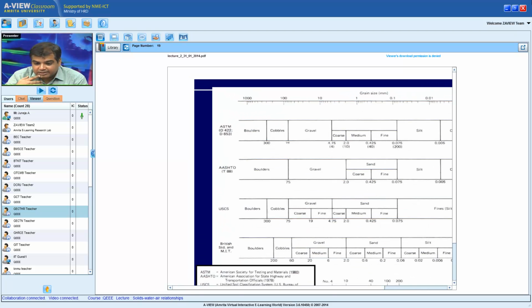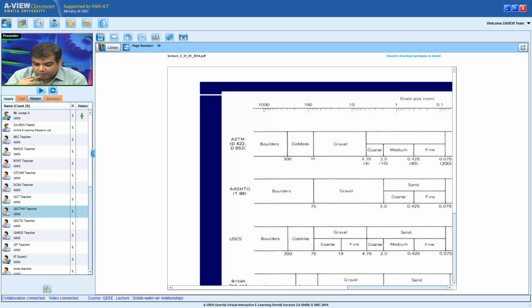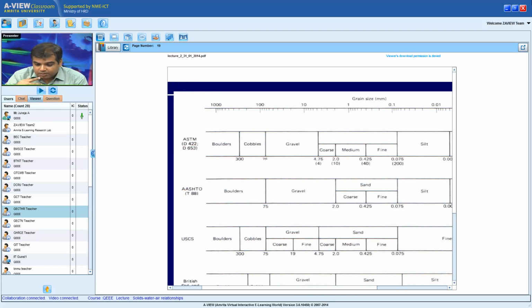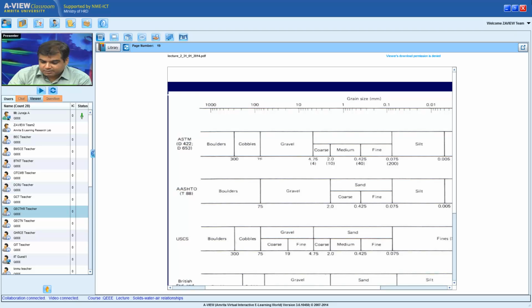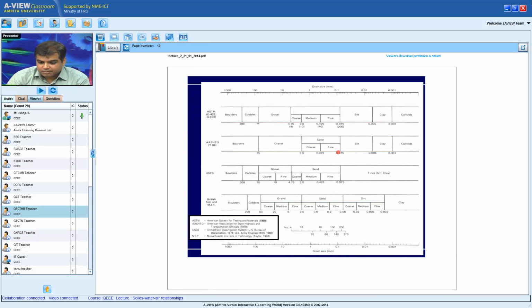Now, I'm not sure if you're able to see this very clearly. The size is too small. Let me zoom out first. Zoom out. Is this normal? Okay, thank you.